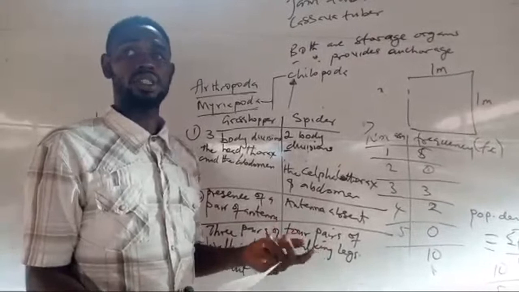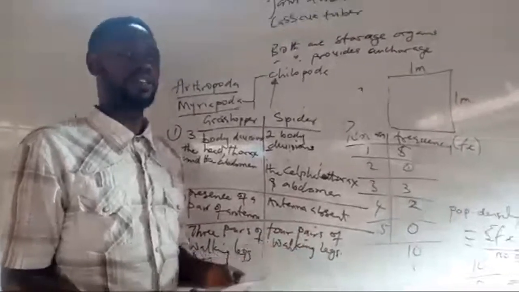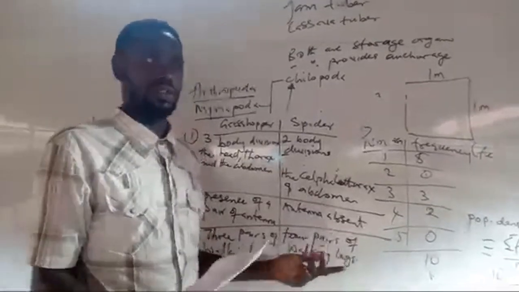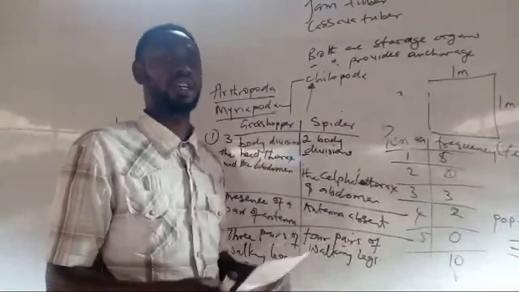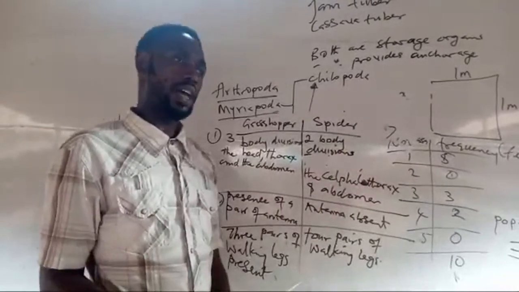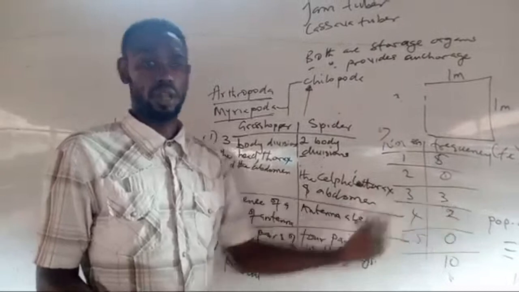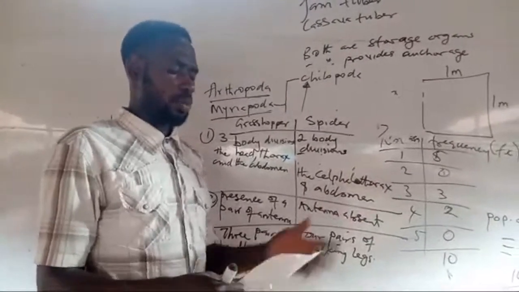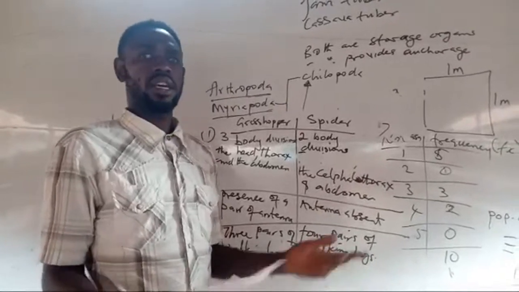aerate the soil. Of course, the feeding pattern is that they feed on detritus. They are detritivores. They feed on dead decaying leaves and other organic matter. So by so doing, they are also enriching the soil, because when they feed on all these things, they add manure to the soil. So economic importance of grasshopper is that it's a good specimen for learning.